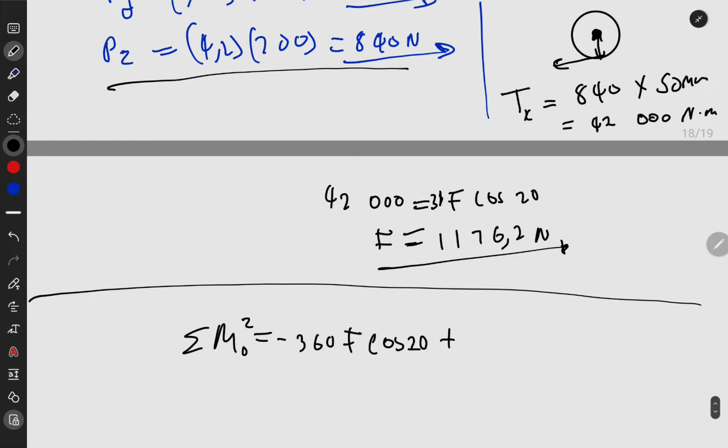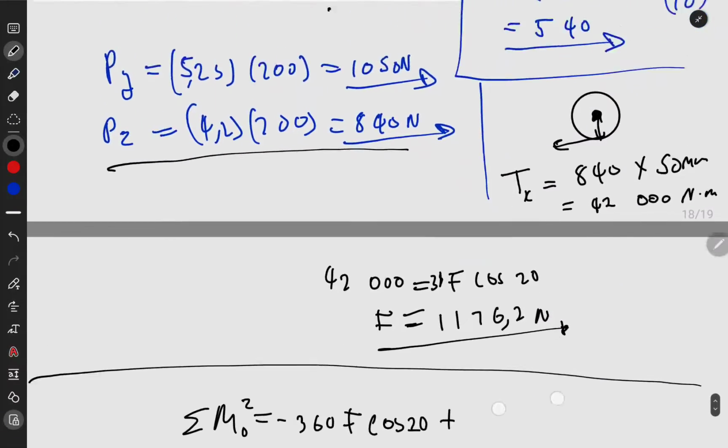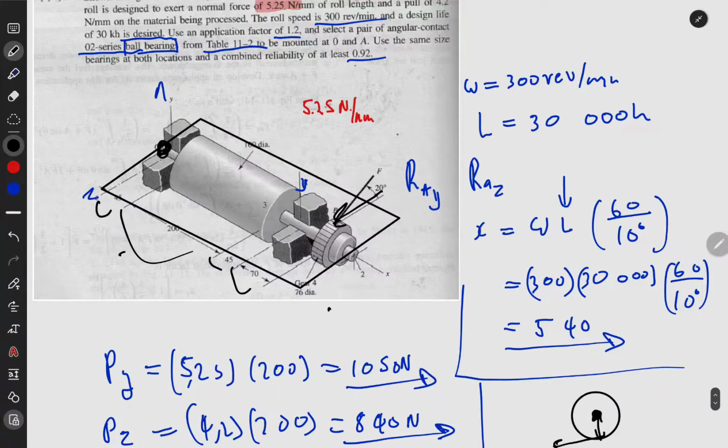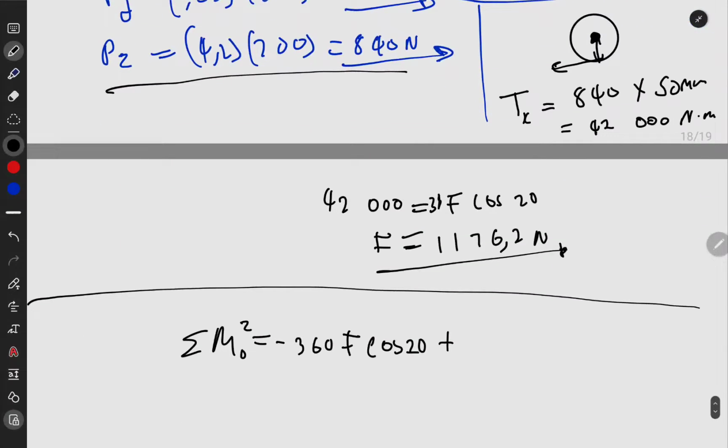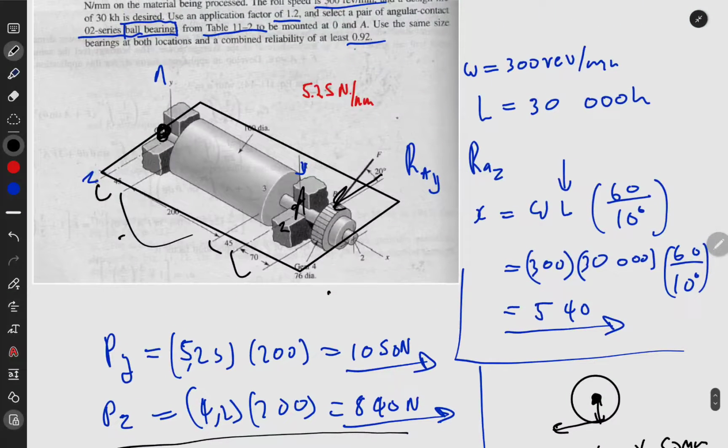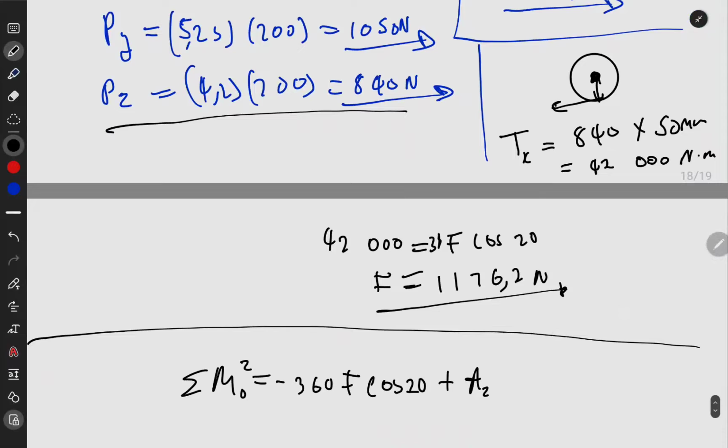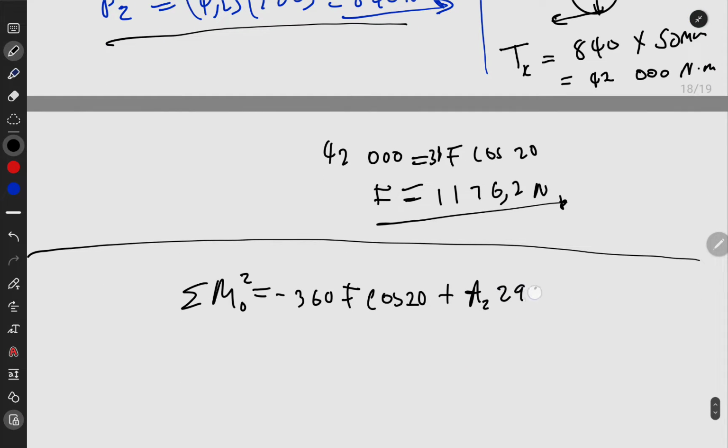And then plus, let's look at the other force. There is a reaction by A, let me call it AZ. AZ will be there. Also we need a lever for it. What is the lever? It's going to be that 45, 200, 45. I think that's 290. So it's going to be 290.